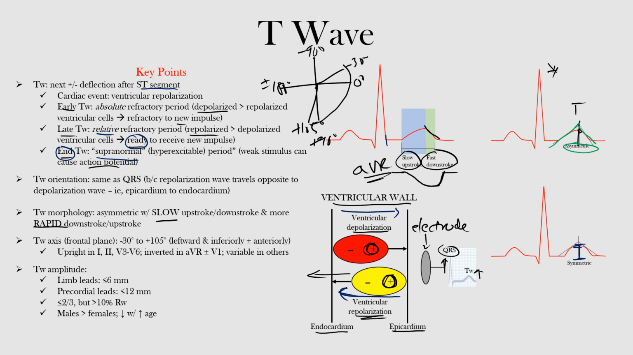Now the T wave amplitude in the limb leads tends to be less than in the precordial leads. Usually it's about 6 or less, and in the precordial leads, 12 or less. And it tends to be the greatest in leads V2 and V3 in the precordial leads. Some say that the amplitude should be less than or equal to 2/3 of the R wave, but greater than 10% of the R wave. Remember, in males, the T waves tend to be greater than in females, and then the T waves decrease in amplitude with increasing age.